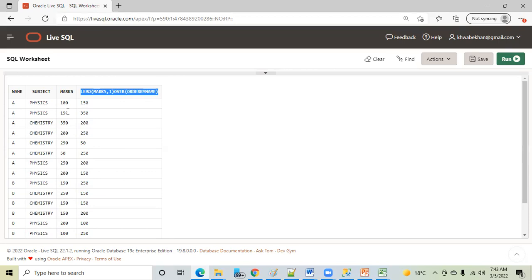Yes, that's what I was saying: 100 is skipped, so whatever comes after 100 will come up. Correct. So 150 is here, 350 is here, 200, yes, moved one step up. 250, yes, one step up. 50, one step up. Okay, so lead will do just this: it will move records by one step up.